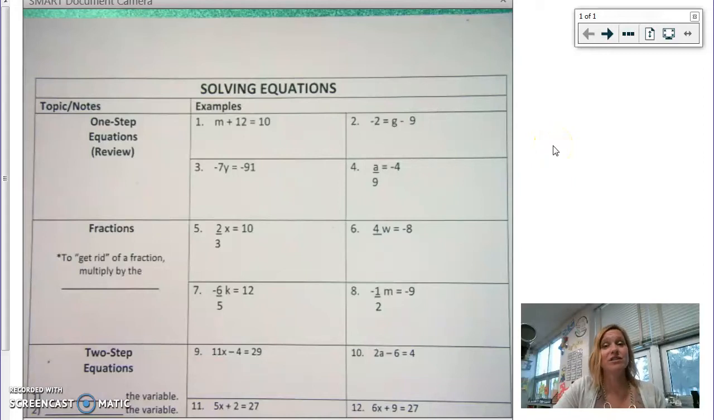Hi everyone, and congratulations for mastering your one-step equations. So today you are going to get a little review, a refresher on one step to make sure that you understand the process, and then we're going to move you on to the two steps.